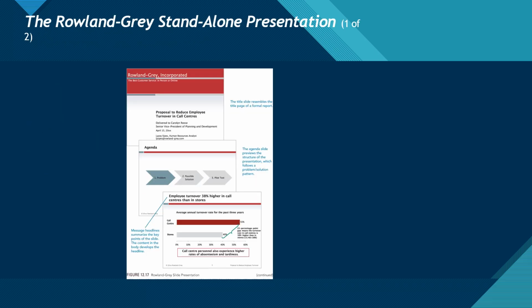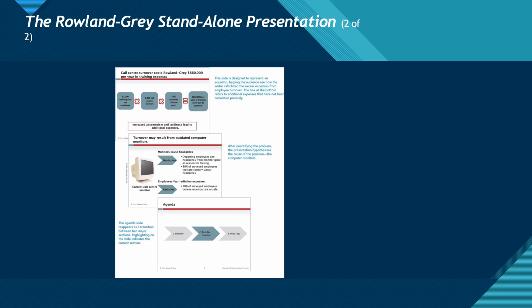Let us discuss the Roland Gray standalone presentation. Here is an image containing 3 slides of it, with annotations applied for each. Number 1. First slide, the title slide resembles the title page of a formal report. Number 2. Second slide, the agenda slide previews the structure of the presentation, which follows a problem or solution pattern. Number 3. Third slide, message headlines summarize the key points of the slide. The content in the body develops the headline.